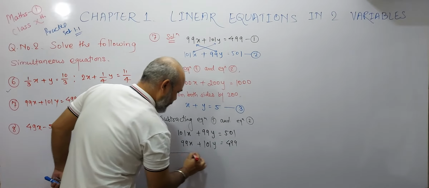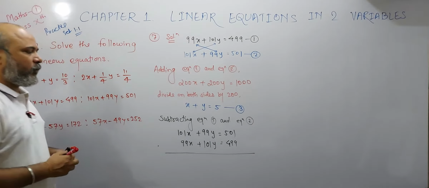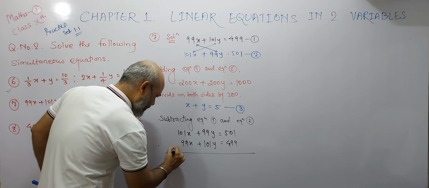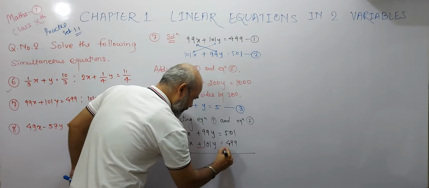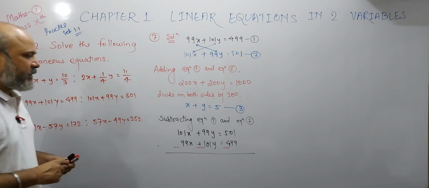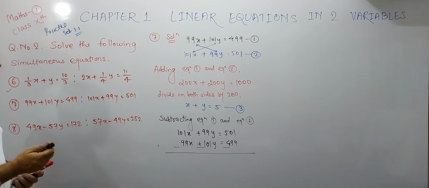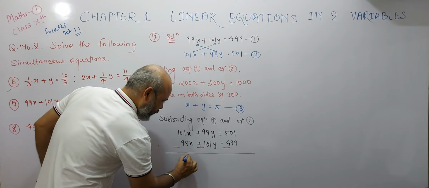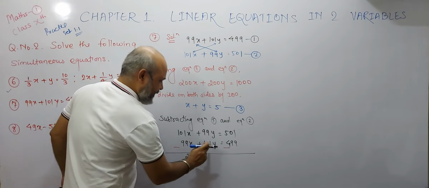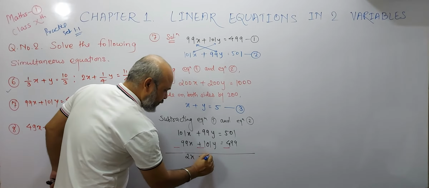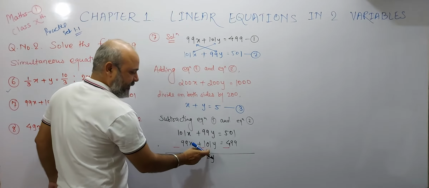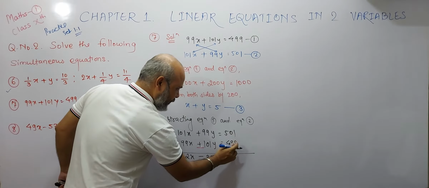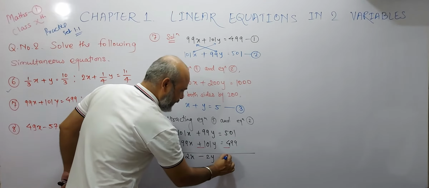Okay, now you will subtract. So you know what will happen during subtraction, all signs will change. So this plus becomes minus, this plus becomes minus, this plus becomes minus. So what will be the answer? 101x minus 99x gives us 2x. Okay, this will give us minus 2y, because here the bigger number is 101 having the minus sign. And this is equal to 501 minus 499, which gives us 2.